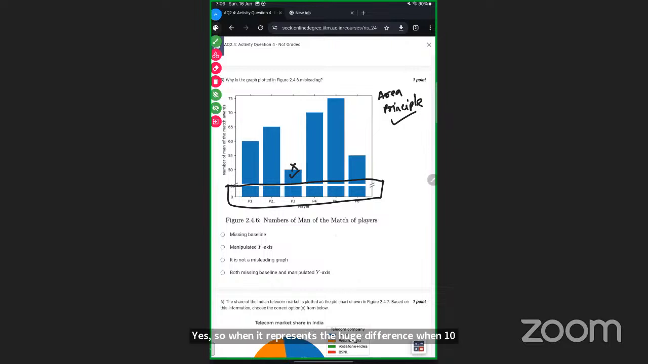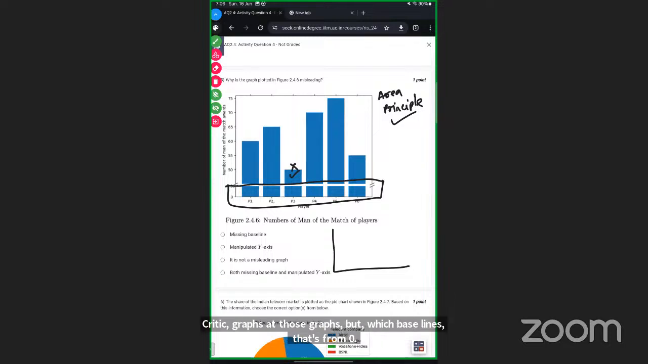Sir, one last question. Truncated graphs are those graphs where the baseline does not start from 0. Sorry, I didn't get you, can you repeat? Sir, my question is, what if the breaking point is not at 5 but at 10? Will it be misleading or not?